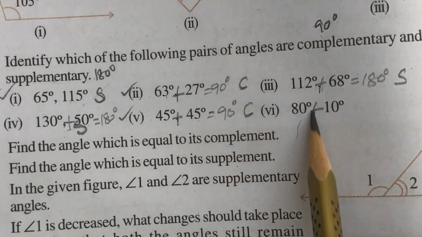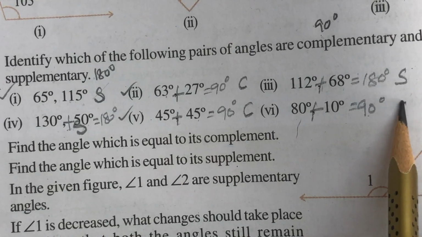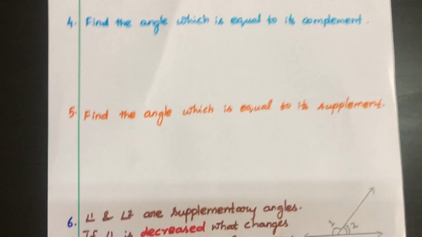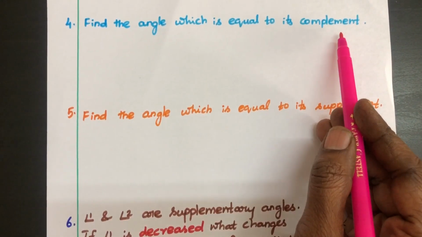80 degree plus 10 degree means 90 degree, right? 90 degree means again it is a complementary angle. Fourth question, find the angle which is equal to its complement.